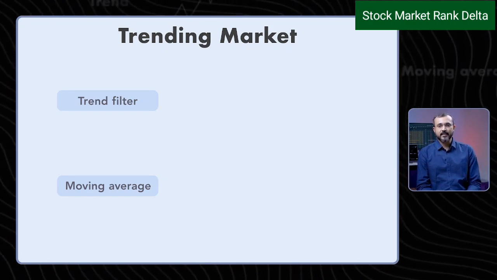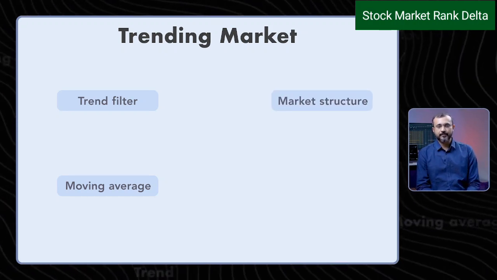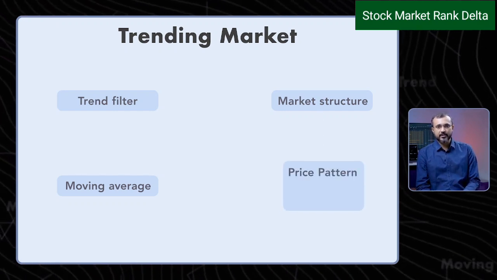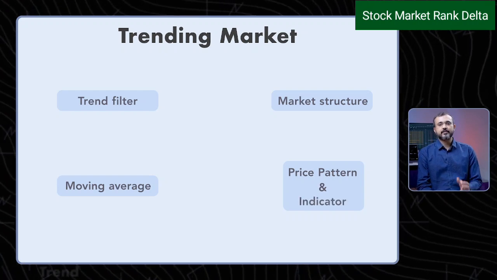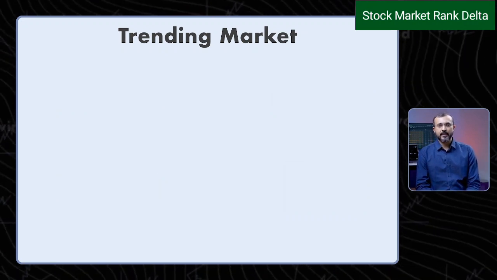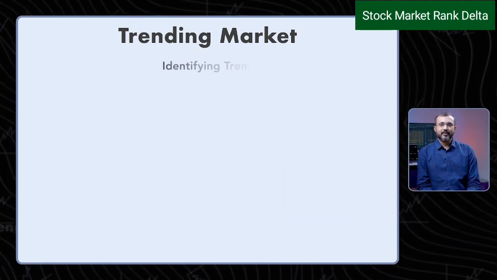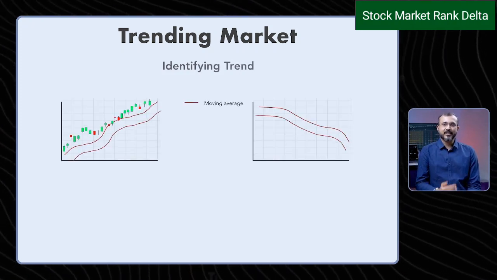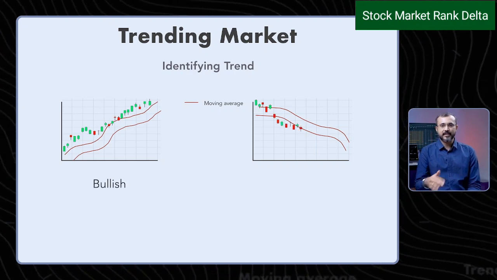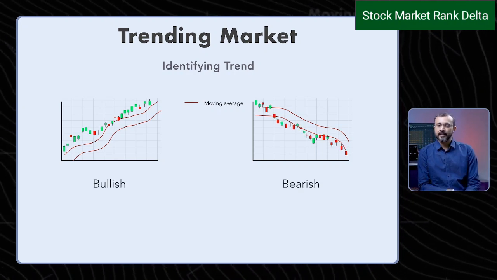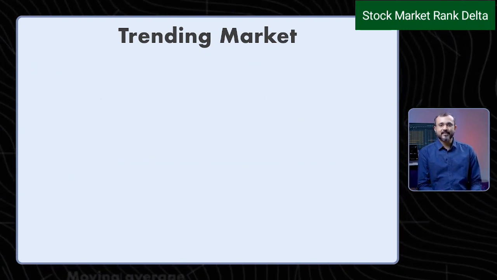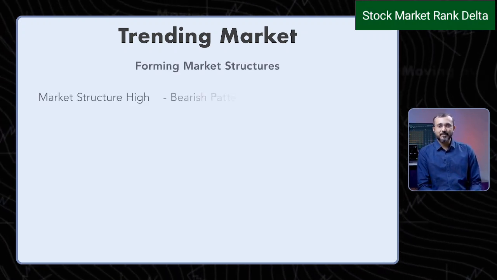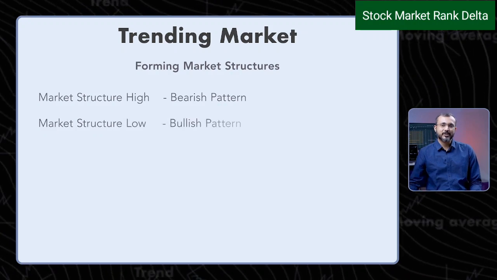The second data set is through market structures. That means we are going to combine price pattern, which is market structure, with indicator, which is the first derivative of price. So as a rule, when we are identifying trend, we see moving averages. If price is trading above moving average, trend is bullish. Price trading below moving average, trend bearish. It's very clear. The second part is forming market structures. Market structure high is a bearish pattern. Market structure low is a bullish pattern.